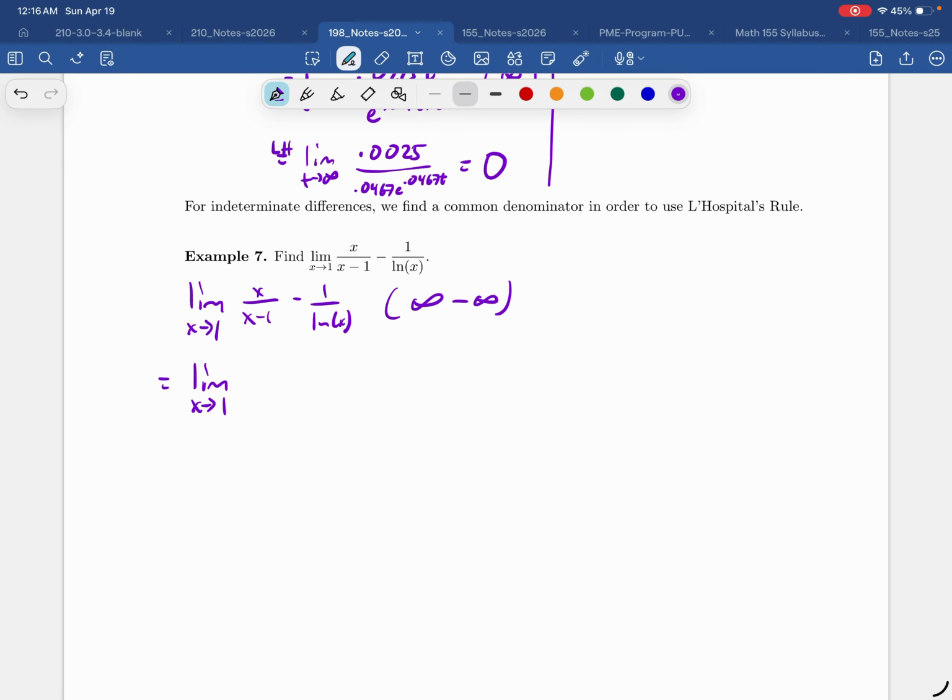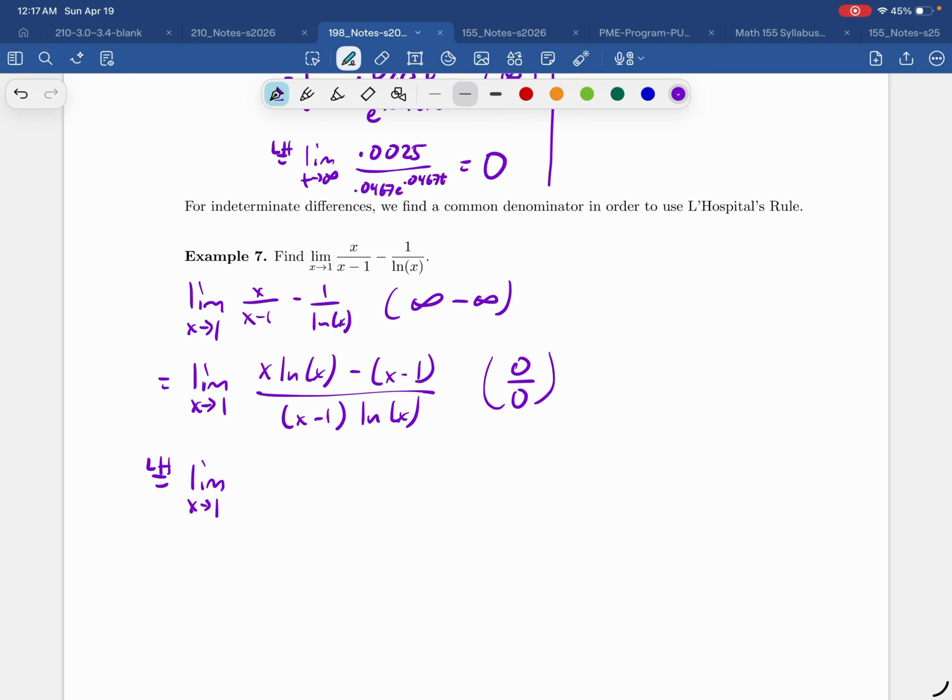Right? So if we do this trick, we get x times ln of x minus 1 times x minus 1 all over the common denominator, x minus 1 ln of x. Okay? And at this point, we actually can use L'Hopital's rule, because if you notice, if you plug in 1, ln of 1 goes to 0, and then this goes to 0 too. This is 0, and that's 0 also. So all sorts of 0 over zeros. And so we use L'Hopital's rule.